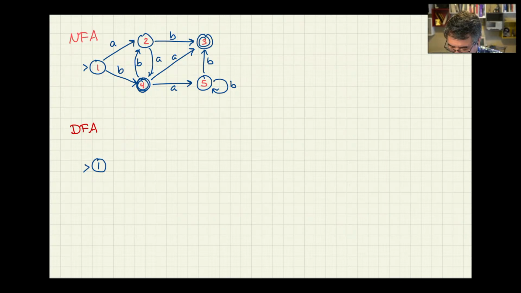And then we go, what transitions do we see? Well, we see an A and a B. A takes us to 2. And B takes us to 4.